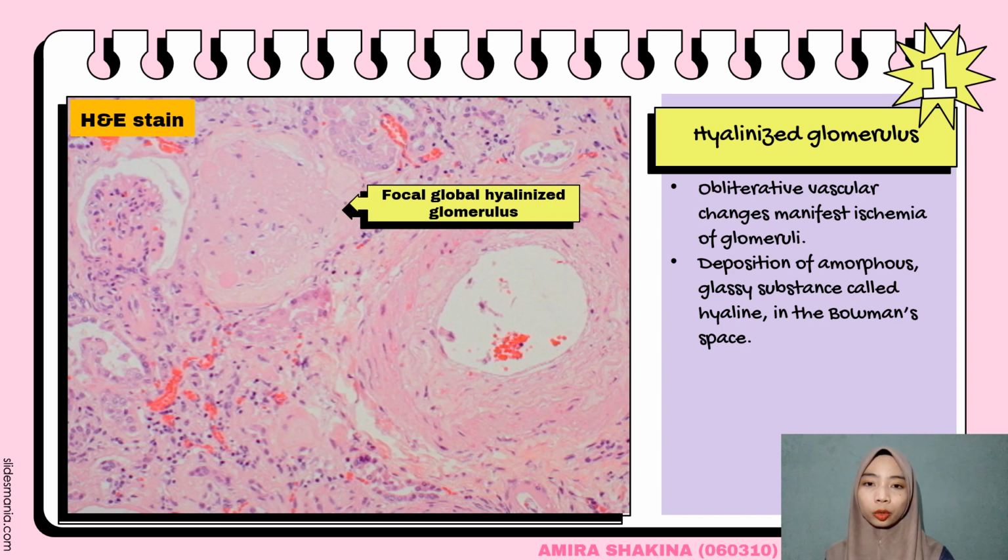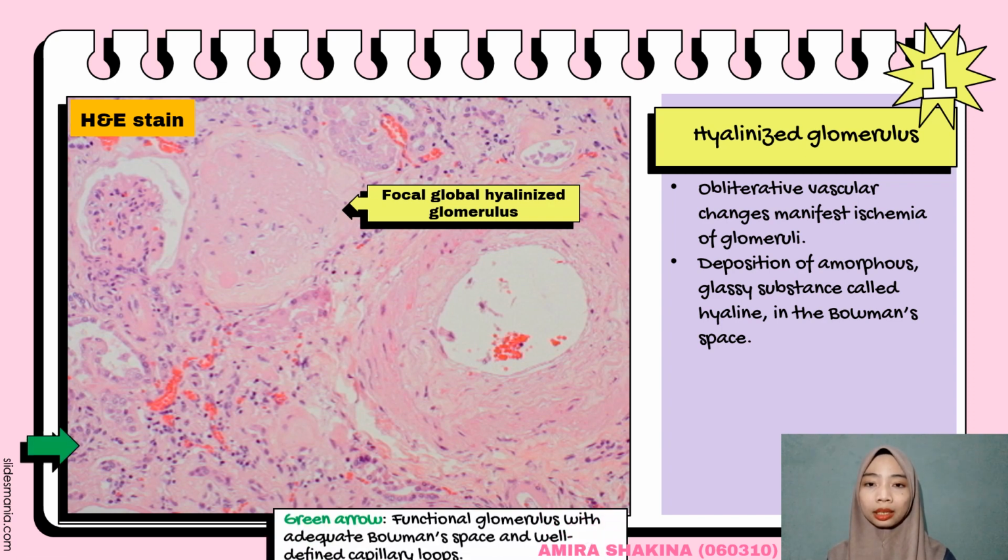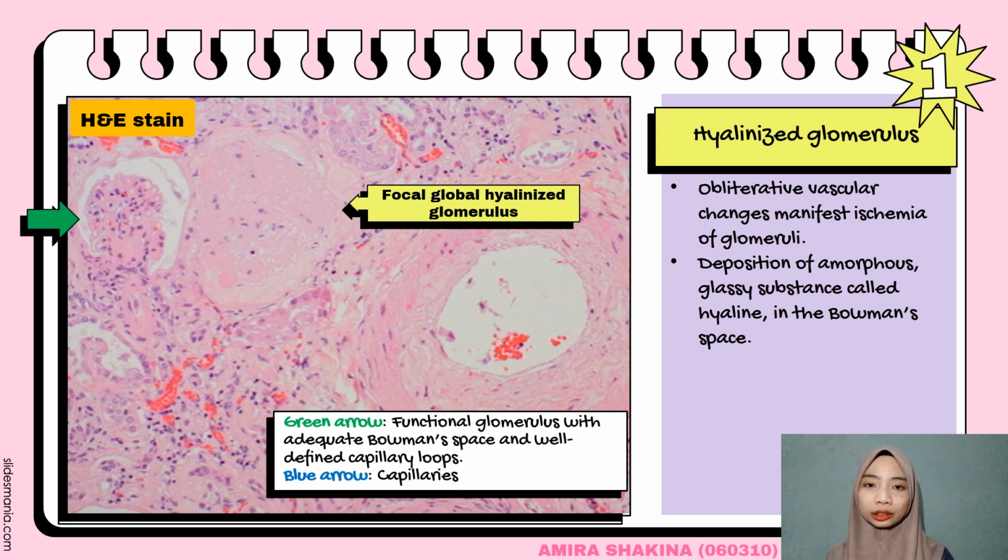Hyalinization is a deposition of an amorphous glassy substance called hyaline, which can be seen here deposited in the Bowman space. The green arrow shows a normal functional glomerulus with adequate Bowman space and well-defined capillary loops. Blue arrows show capillaries that are found in the interstitial space.